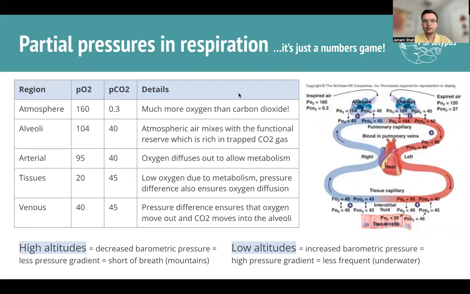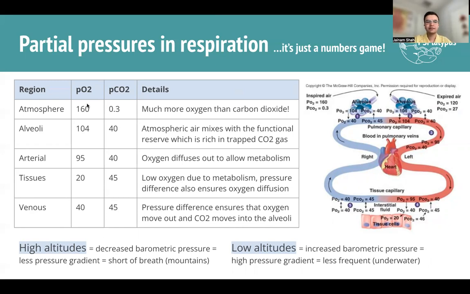Now, when it comes to the partial pressures, these are the numbers that actually drive breathing. If you didn't have differences in partial pressures, remember that everything in nature tries to go from a high concentration to a low concentration. So without these differences, things just wouldn't move at all. That's why we need these numbers to actually be as they are.